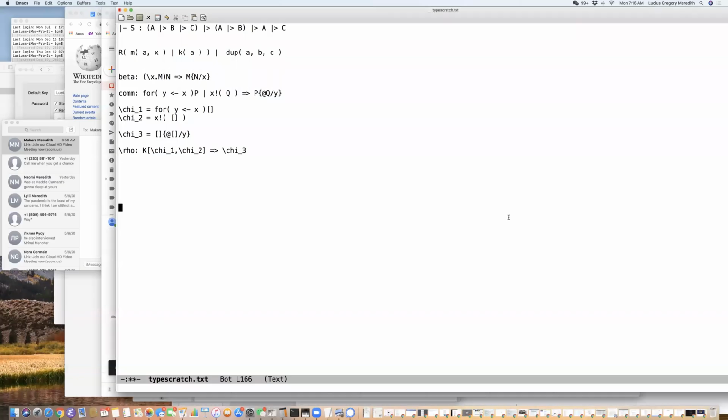I think I can do this calculation on the fly here. Let me scroll down to the bottom and then do a screen share. Okay, all right.